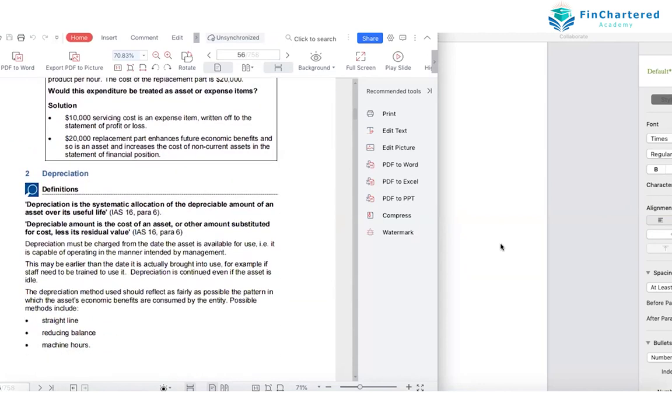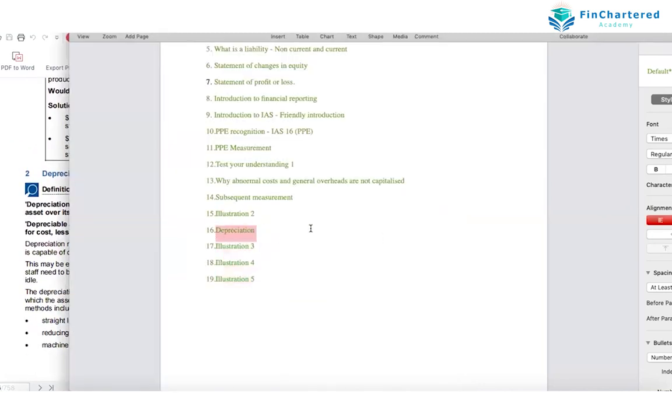Then we looked at what is depreciation. Depreciation is basically the wear and tear of an asset. Sorry, the drop in the value of an asset due to wear and tear. As simple as that. Instead of saying drop in the value of the asset due to wear and tear, you'll just say depreciation.